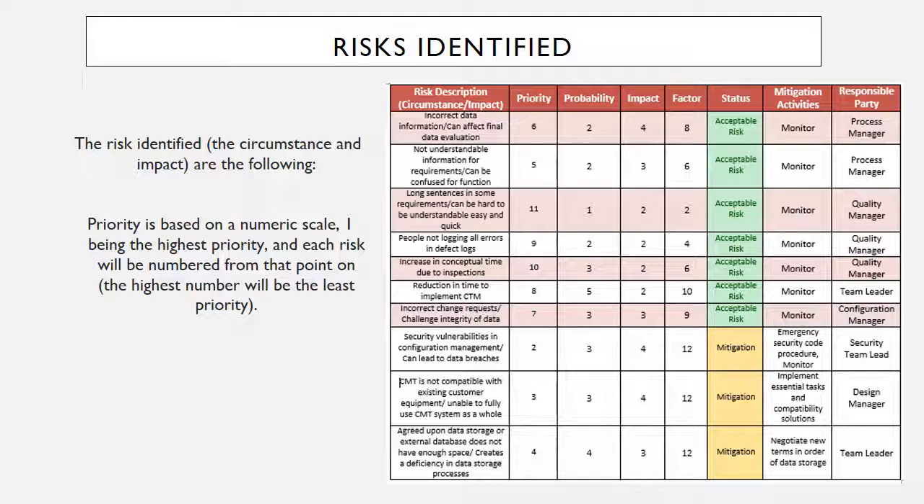And also we're going to do some priority, risk parameters, current status, mitigation activities, and the responsible parties. And for the status, we're going to put green as acceptable, yellow as a mitigation, emergency security code procedures monitor. Everyone obviously is going to be assigned to each of the parties that we already assigned for responsible parties. So this is going to be our evaluation of risk parameters.